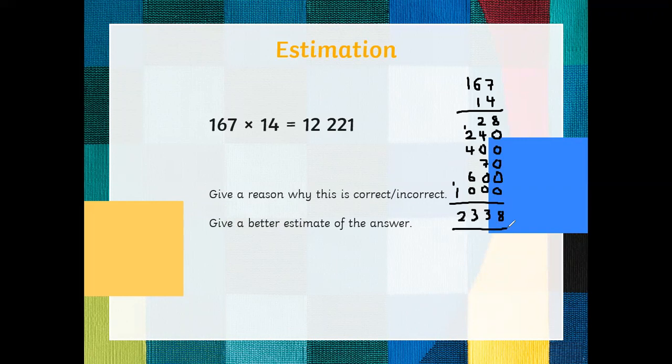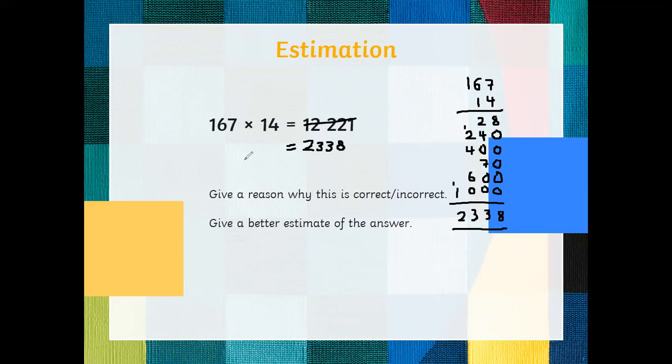And then we can check that with a calculator. 167 times 14 is 2,338. So this answer is actually equal to 2,338. All right. So this is incorrect. So give a reason why this is correct or incorrect. The only reason I would be able to think of is just because that is not the right answer. I don't know what else to say. When you do the multiplication, this is actually the right answer, and we proved it over here by writing it out in long form. So now I'll give a better estimate of this answer.